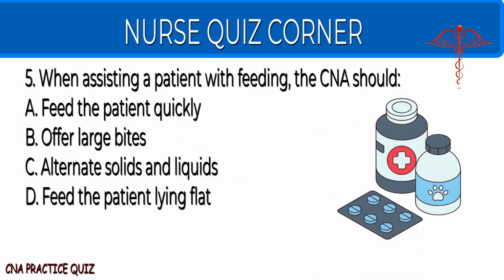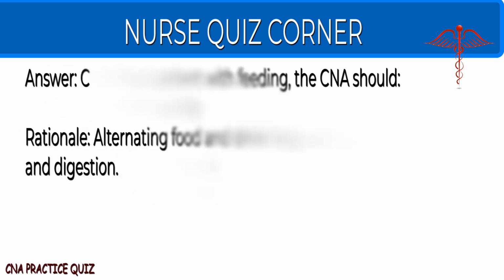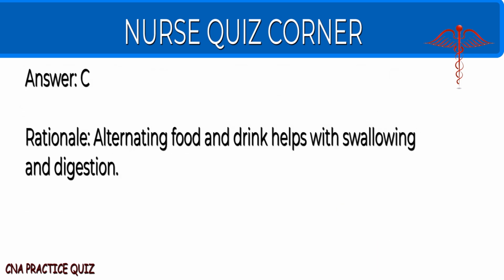5. When assisting a patient with feeding, the CNA should A. Feed the patient quickly. B. Offer large bites. C. Alternate solids and liquids. D. Feed the patient lying flat. Answer C. Rationale. Alternating food and drink helps with swallowing and digestion.